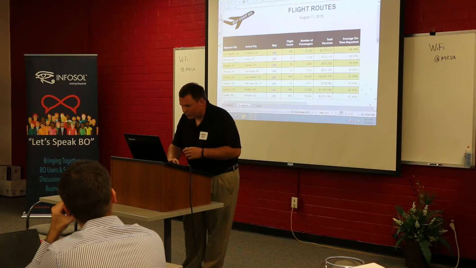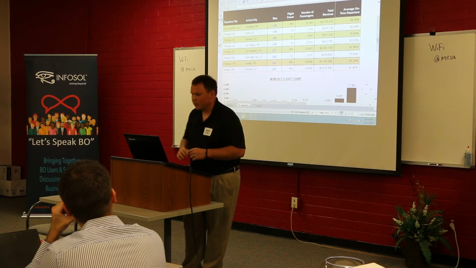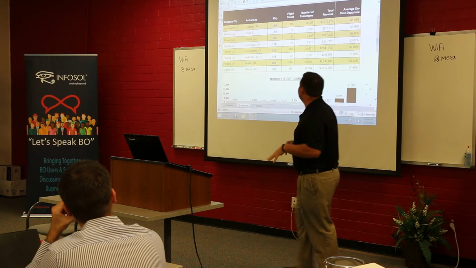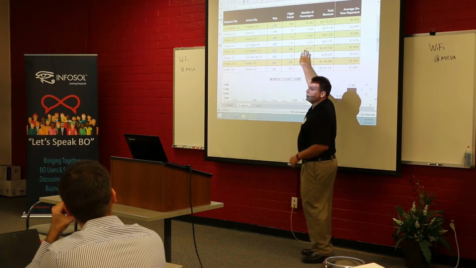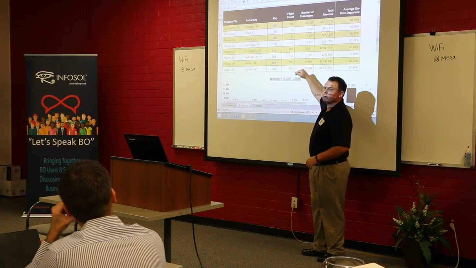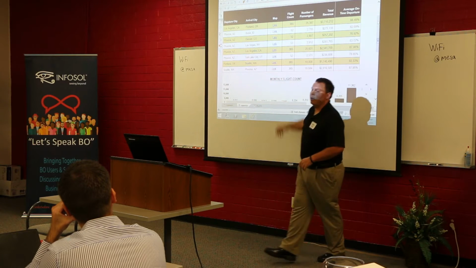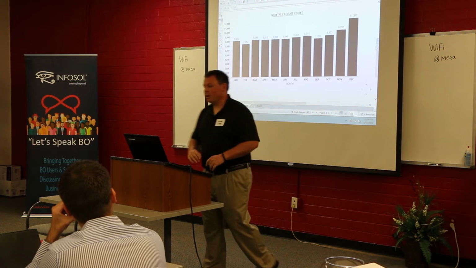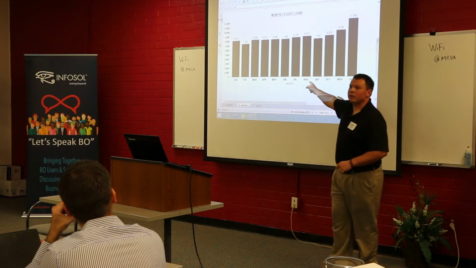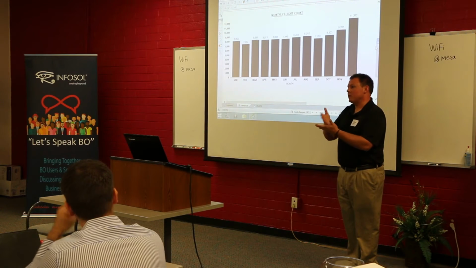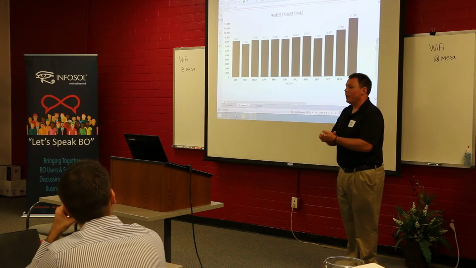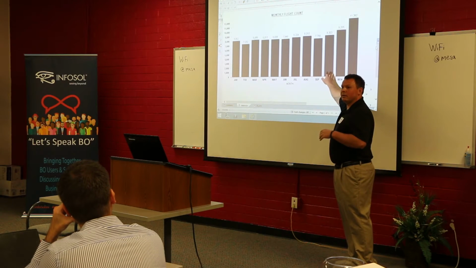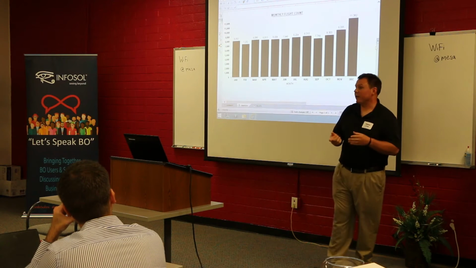Let's say on my Routes tab right here, I've got a table here that breaks out each one of my routes. And then at the bottom, I've got a chart that shows me month by month how many flights there were. Now, but this is grand total. This isn't showing me for a specific flight.